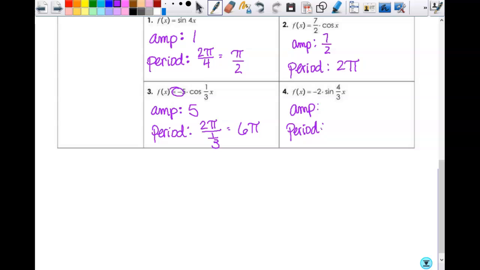All right, what's the amplitude? Amplitude is 2. That negative will reflect it. What is the period? 3 pi halves. Any question about how we get 3 pi halves? We're all good? All right. Flip it over.